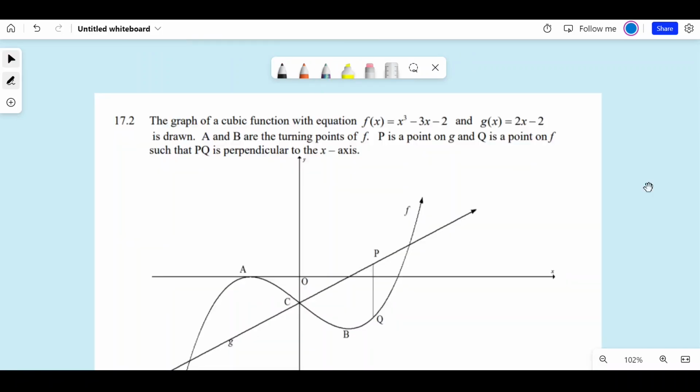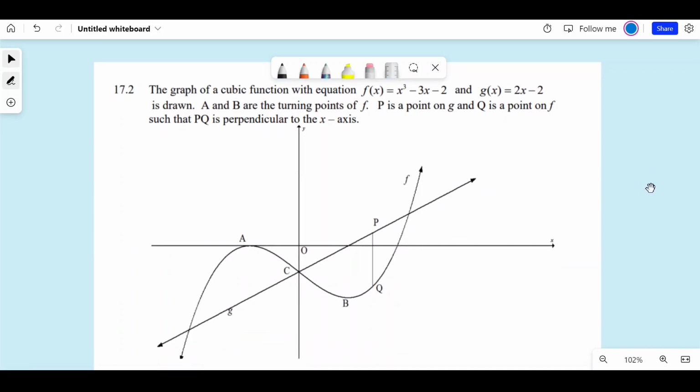Okay, let's go to the exam question now. 17.2: the graph of the cubic function with the equation f(x) equals x cubed minus 3x minus 2 and g(x) equals 2x minus 2 is drawn. A and B are the turning points of f. P is a point on g and Q is a point on f such that PQ is perpendicular to the x-axis.